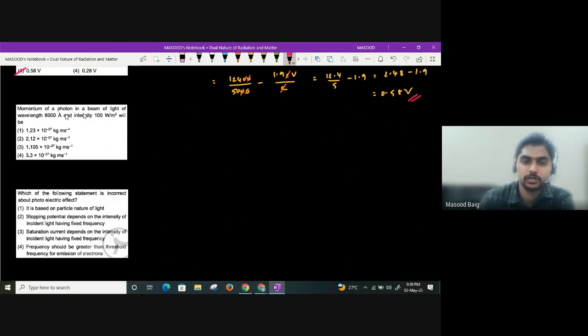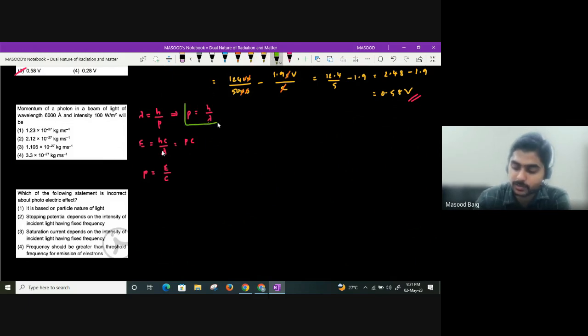Momentum of a photon in a beam of light of wavelength 6,000 angstrom. So what is lambda value? Lambda value, we know it is given as h by p. Right? Energy, if I say, guys, how will I write? We'll write it as hc divided by lambda. From this, what we can tell momentum as? Momentum can be written as h by lambda. So energy I can write as p into c. So what is momentum, guys? If wavelength is given, momentum is h by lambda. But if energy is given, then it will be E divided by c, guys.